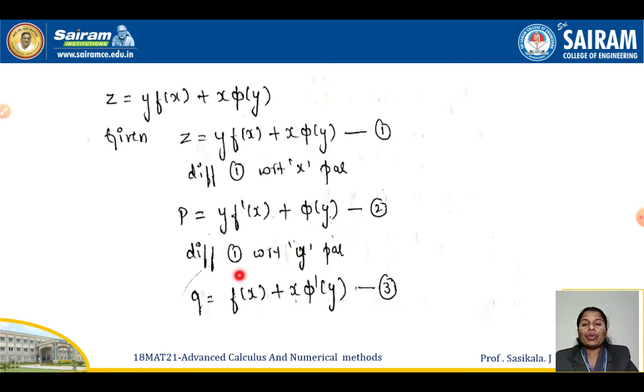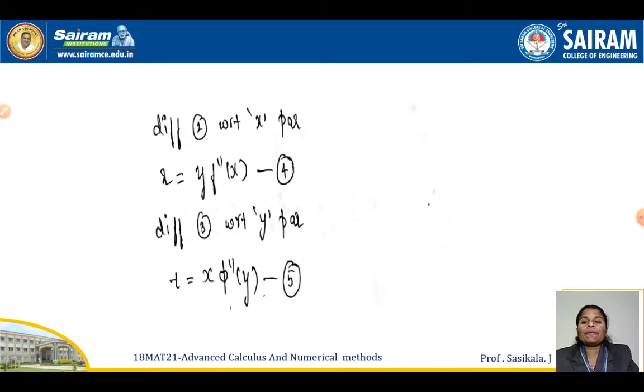Then go with your differentiation with respect to y for your first equation. I will get only f of x, so q is equal to f of x plus x into phi dash of y. Equation number 3. From equations 2 and 3, substitution we can't make, because here f is there, here f dash is there, here f of x is there, here f dash of x is there, here phi of y is there, here phi dash of y is there.